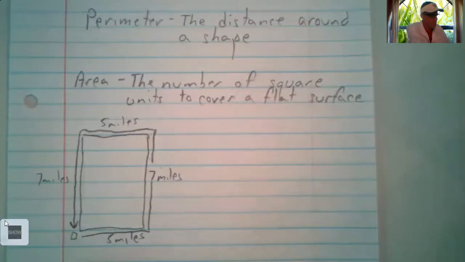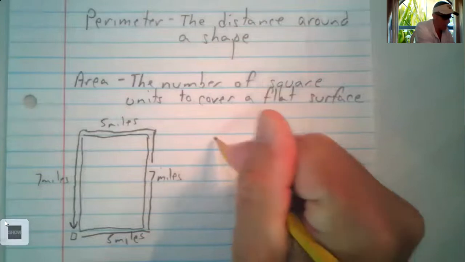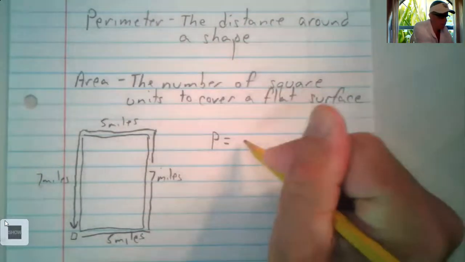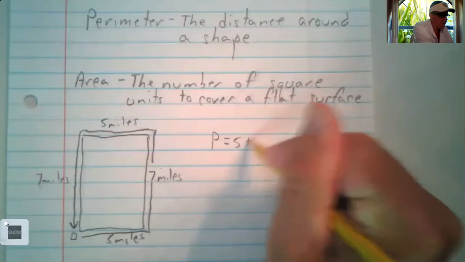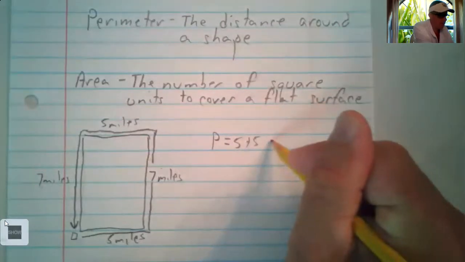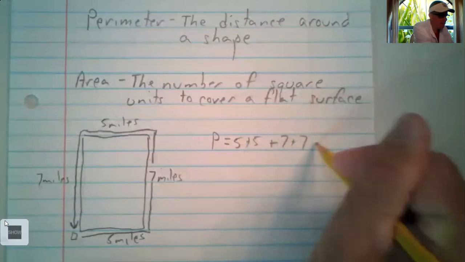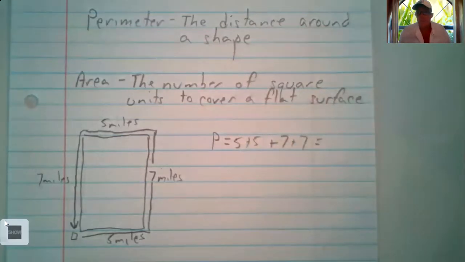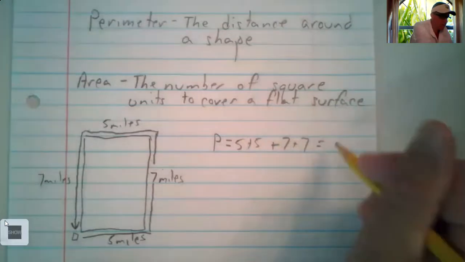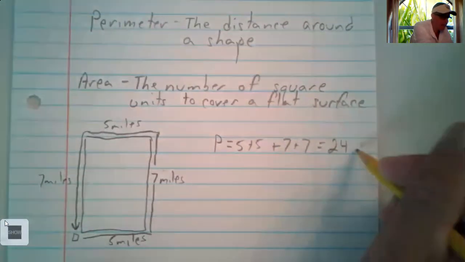And the way that we calculate perimeter is we just add up all the different sides. So I know that 5 plus 5 is 10. I know that 7 plus 7 is 14. What is 10 more than 14? I heard that. 24, exactly. So our perimeter, I'm just going to call it P, equals 5 plus 5 plus 7 plus 7. All the different sides that we have in our shape. In this example, our shape is a rectangle. So that ends up being 24 miles.